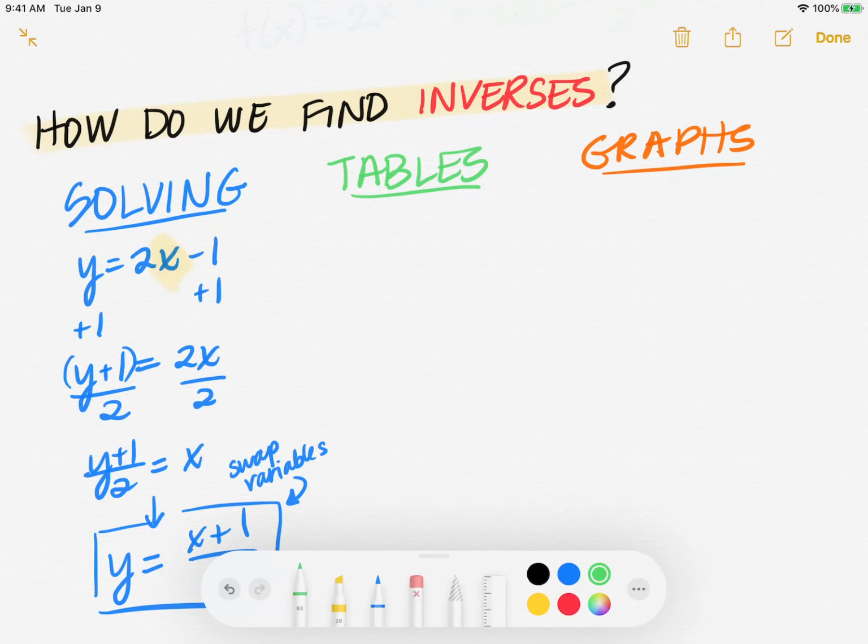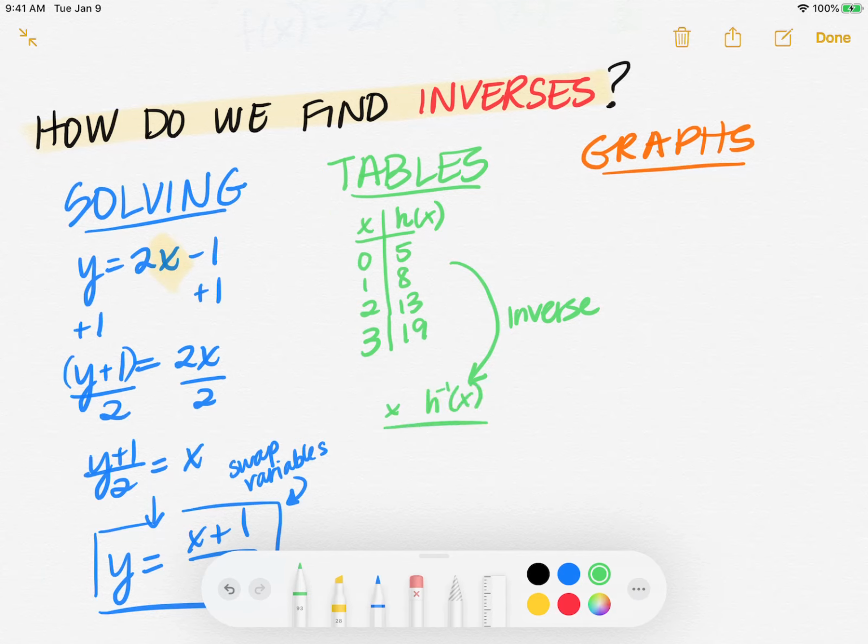So what about a table? A table is probably one of the more simple. If this is my function right here, I'm going to make a random table of values, 0, 1, 2, 3, 5, 8, 13, 19. Well, when I go to my inverse, and in fact, I'm going to call this my function h. My inverse would be denoted as h to the negative 1 of x.